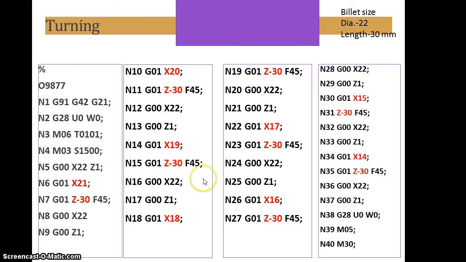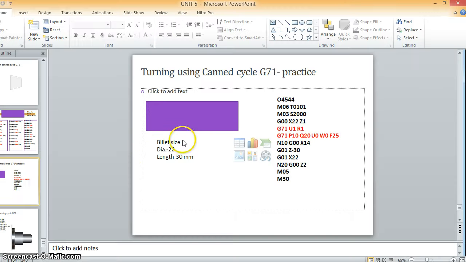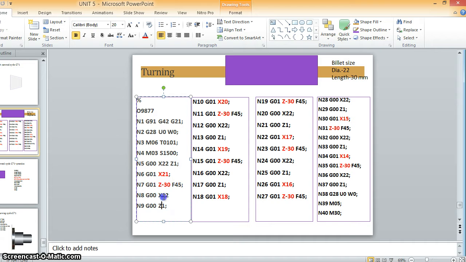So this is a lot of fatigue. You can see for a single component the program is going huge. I will execute this program, then I will explain the canned cycle and how to use it.